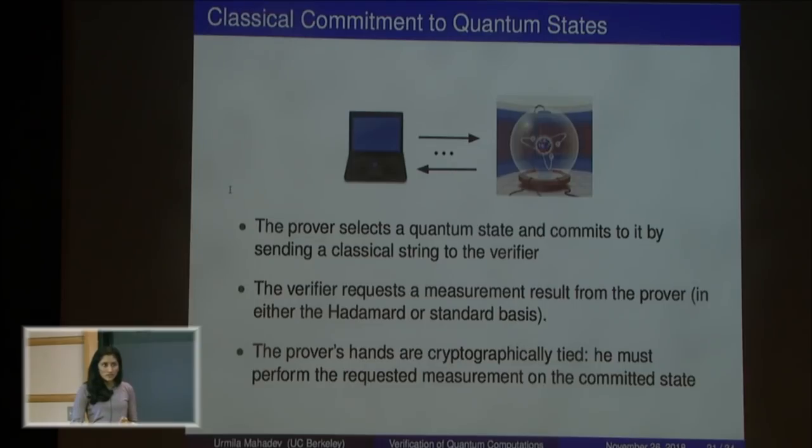Now, as you can imagine, this is a very powerful protocol because a classical computer is tying the hands of the quantum prover to a specific quantum state, and the quantum prover cannot change his mind after that. And this type of classical commitment is enough to verify general quantum computations, and I'll cover that in a couple slides, but right now I'll just tell you how this commitment works.